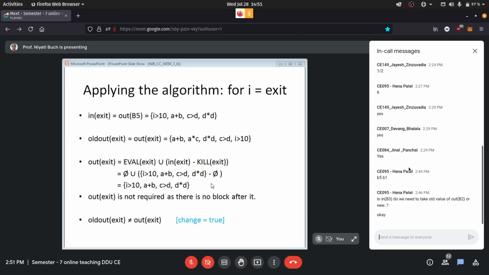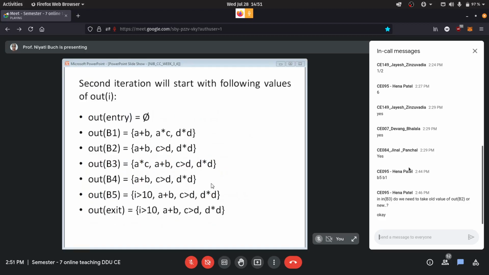Let me give you some time, maybe 2-3 minutes, to finish up to this. And finally you should have these values of out set, because we are sure that we have to take a second iteration, since change equals true has been observed in every step, for all the blocks. So these are the values you should get. Quickly tell me in the chat if you are getting these values.